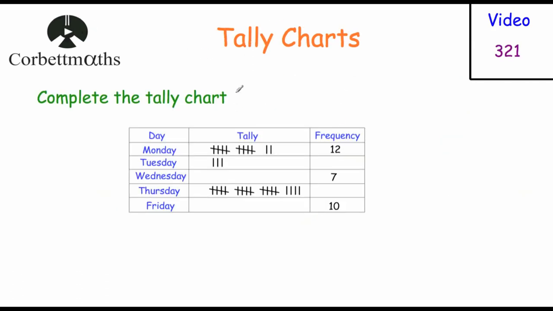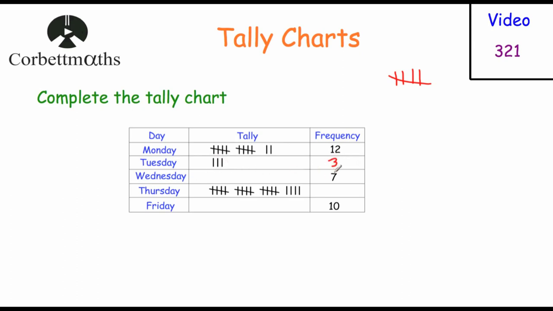Our next topic is tally charts. Whenever you're doing a tally chart, it's important to know that when you get to five people, you go 1, 2, 3, 4, and the fifth person is across. And then you just carry on. So here we've got a tally chart, and we've got Monday. There's 5, 10, 12, and that's the frequency 12. On Tuesday, there's 1, 2, 3. So let's complete this, 3.